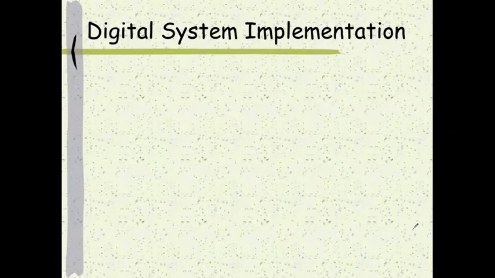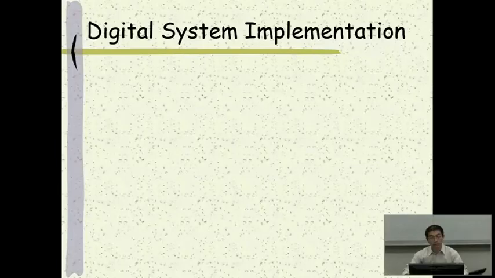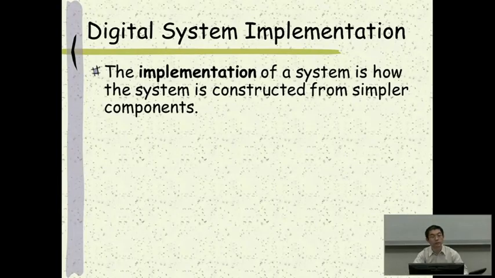We have learned how to specify digital systems. Now let's see how we can implement it. The system implementation means the procedure of how to build a digital system from smaller components.